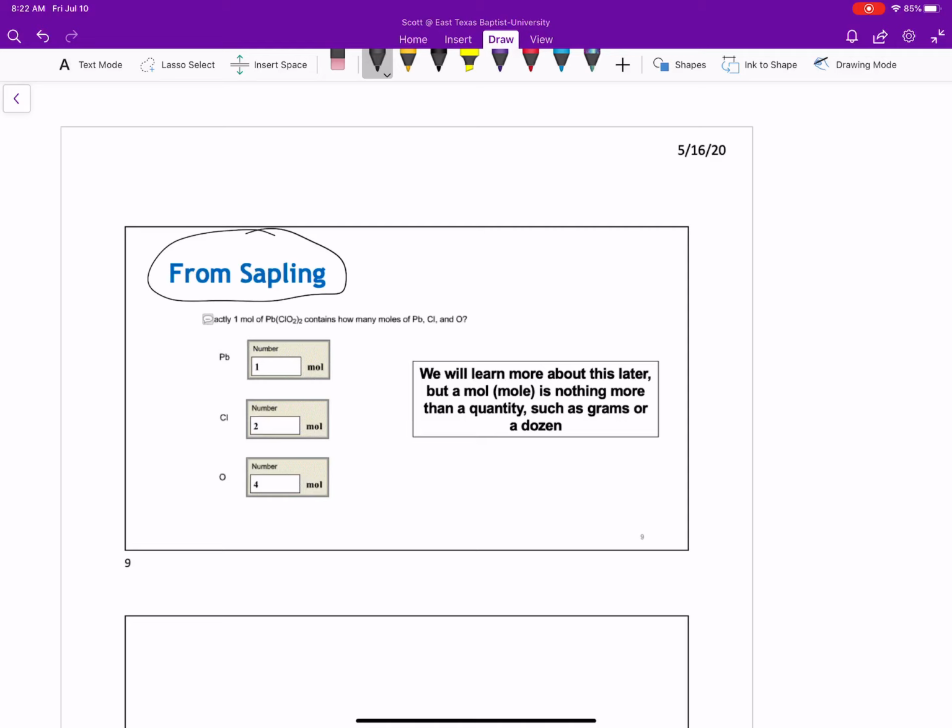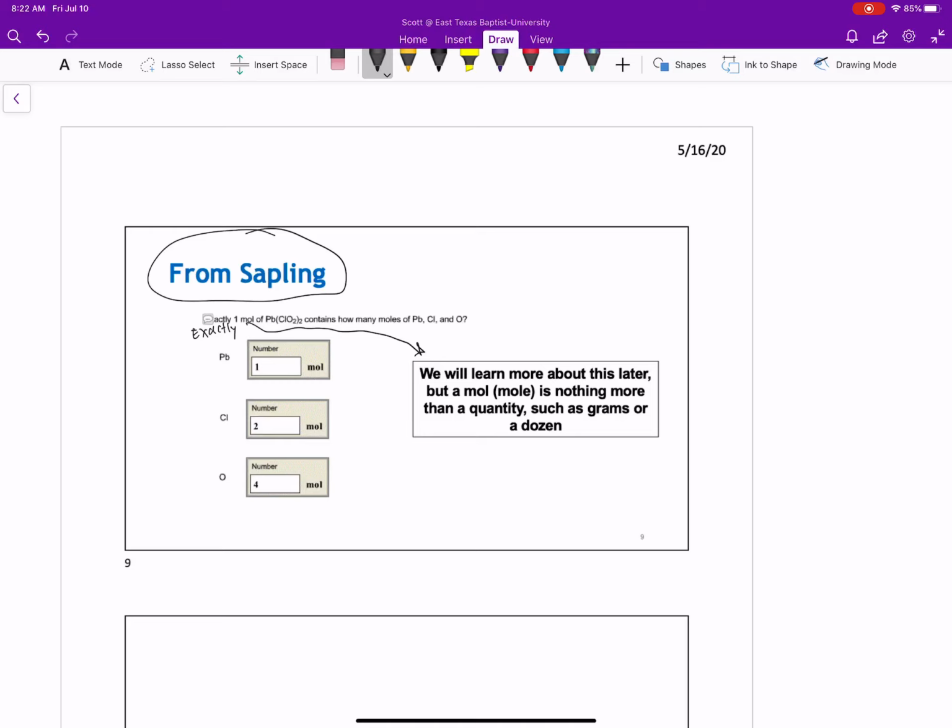And what it actually says right here is exactly 1 mole, and we don't know what a mole is, but to figure out at least how to solve this problem, we'll look right here. It's nothing more than a quantity, such as saying a dozen means 12. So 1 mole of this particular compound contains how many moles of lead, Cl, and O.